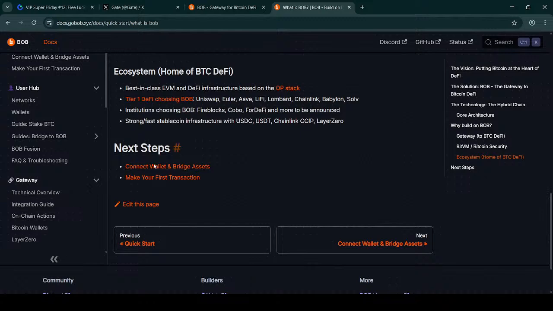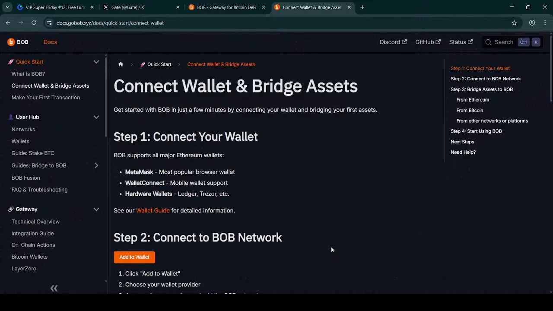So, next step: connect your wallet and bridge assets to make fast transactions. This is the quickest way: connect wallet and bridge assets, guys.